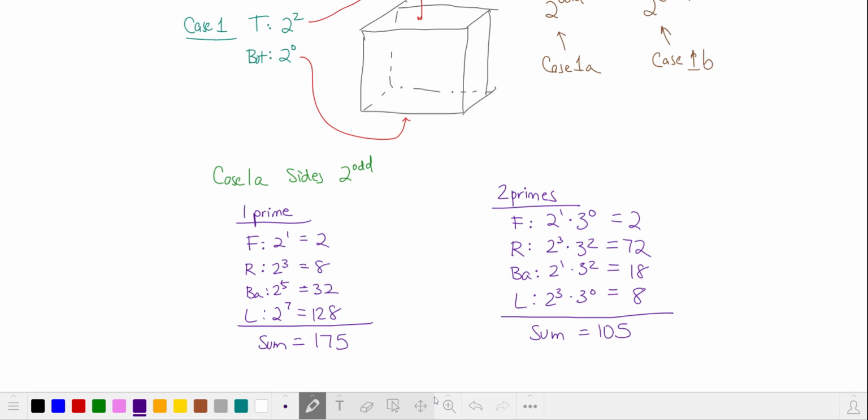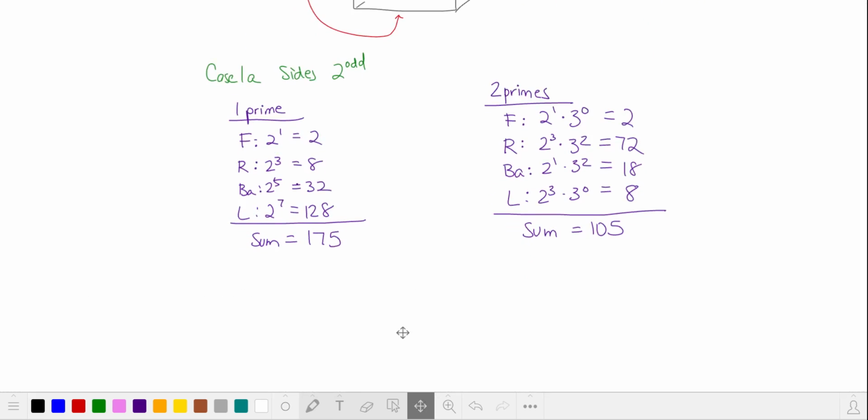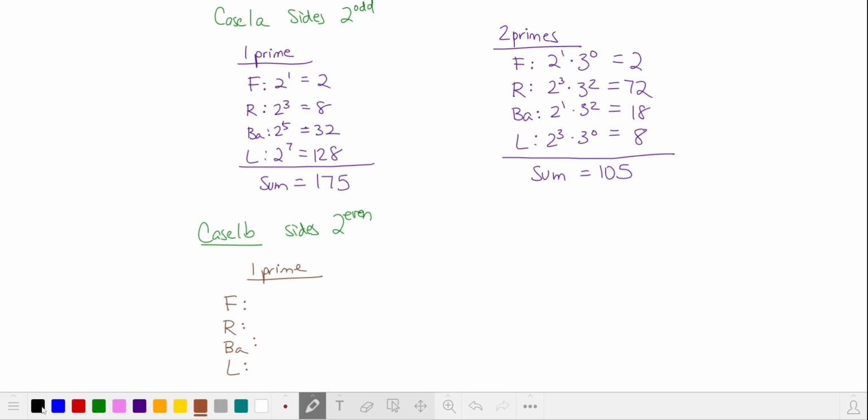Let's try assigning numbers to the sides of our cube where 2 in the prime factorization is raised to an even power. That's case 1b. If we limit ourselves to 1 prime, the first 2 even powers of 2 have already been taken, so we are left with 2 to the 4th, 2 to the 6th, 2 to the 8th, and 2 to the 10th power, which is way bigger than what we started off with, 105. We're trying to beat 105 right now.